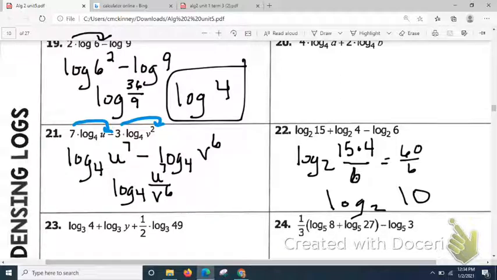So those are some examples that are condensing, so they're getting smaller.